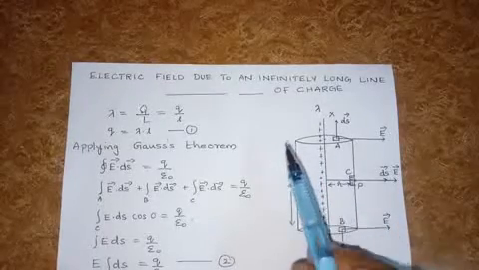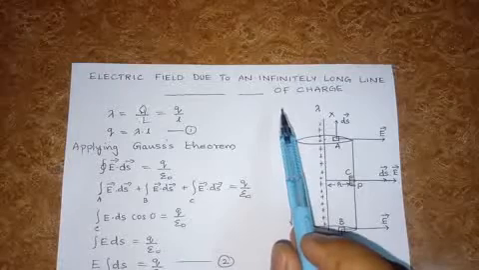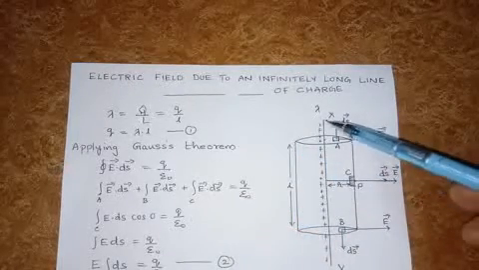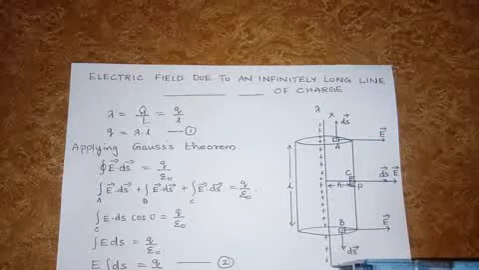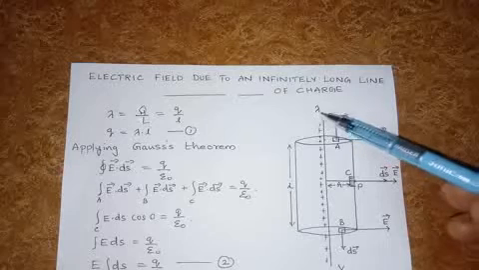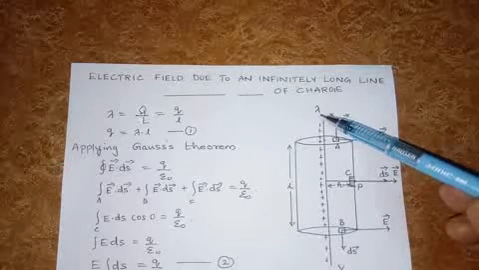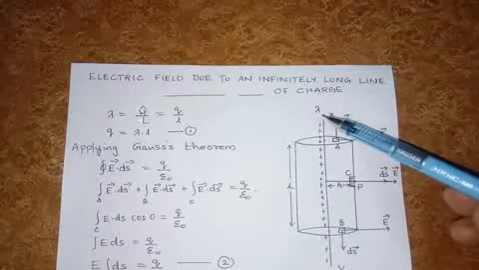Let us discuss another application of Gauss's theorem, that is electric field due to an infinitely long line of charge. This is that line of charge XY. It's an infinitely long line of charge, charged positively with a charge density lambda. Charge density lambda, or linear charge density, can be defined as charge given per unit length.